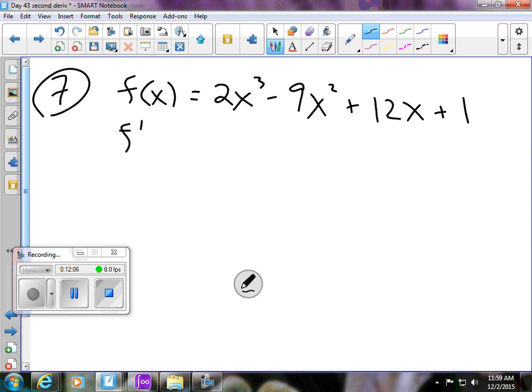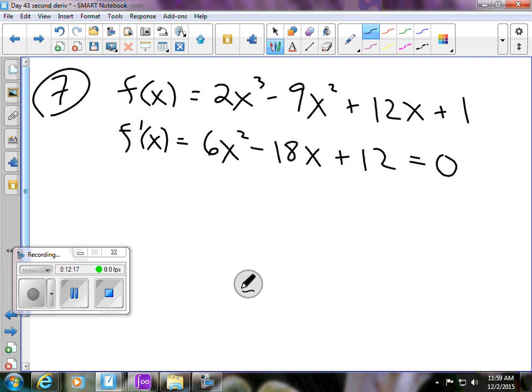Okay, so you got the first derivative, 6x squared minus 18x plus 12. So it's always defined, so you just want to set it equal to 0. And this is where we got trouble. So I know you pulled out the 6, right? So you pulled out the 6, and you have x squared minus 3x plus 2. Oh, yours didn't look like that.